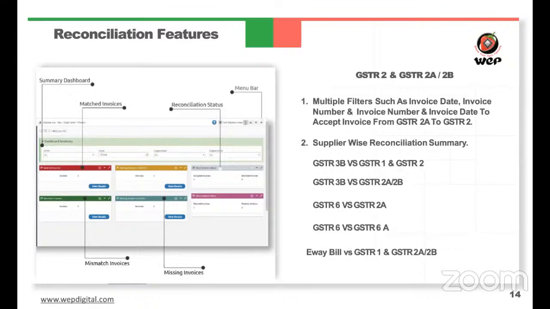And second, we have a supplier wise reconciliation summary for the GSTR 3B, for the GSTR 1, or for the GSTR 2. You can also know the overall inward and outward summary of your GSTR data, where you can compare the supplier's data and your data also. The same process applies for GSTR 3B versus GSTR 2 and 2B, GSTR 6 and 2A, GSTR 6 versus 6A. And there is also a new feature we have added in our platform for the EVA bill versus GSTR 1 and GSTR 2 and 2B. So this is the overall reconciliation features we have in the web GST platform.